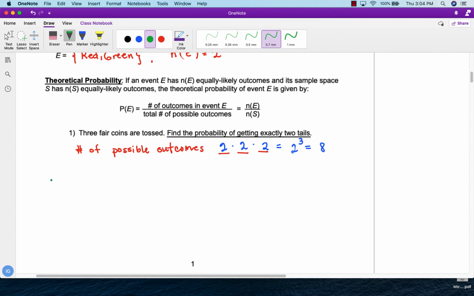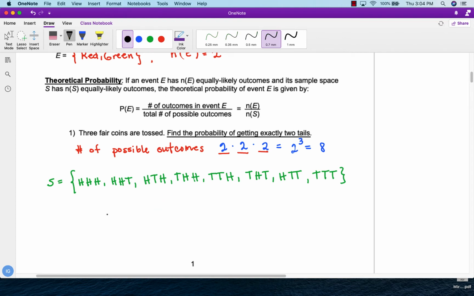So let's write out the sample space. What are my 8 possible outcomes? You can have heads, heads, heads. Remember, we've done this before. Heads, heads, tails. Heads, tails, heads. Tails, heads, heads. Make sure we don't miss any: tails, tails, heads; tails, heads, tails; heads, tails, tails; and tails, tails, tails. Alright, 1, 2, 3, 4, 5, 6, 7, 8. So there's my 8 possible outcomes.